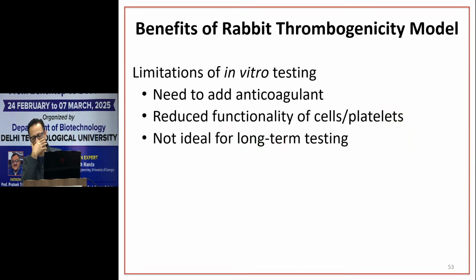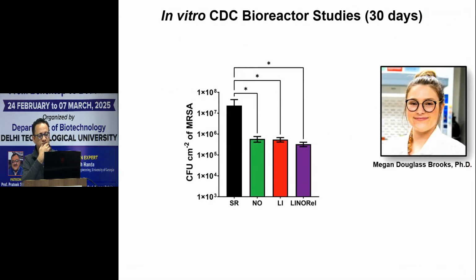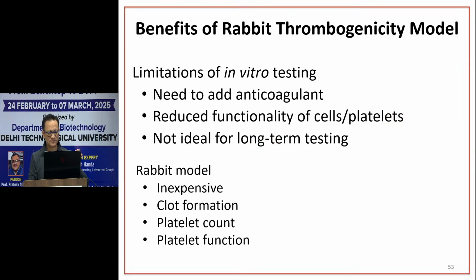From yesterday's class, who can tell me why do we need a rabbit model, thrombogenicity model? Why can't we just do in vitro studies? Why do we need animal studies? In vitro, the conditions, properties, temperature, pressure, and everything are different. It's easy to handle and inexpensive, but you cannot do more than a 2-3 hour study, and we can do longer term studies in animals, right? So yes, we did this.